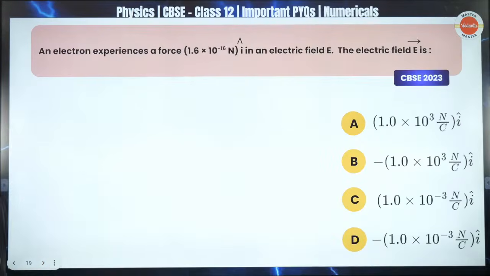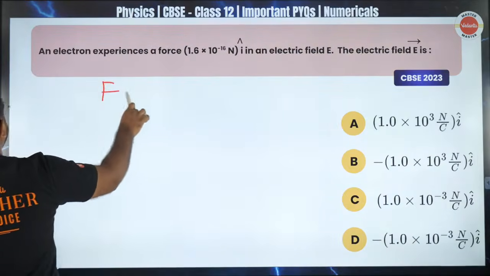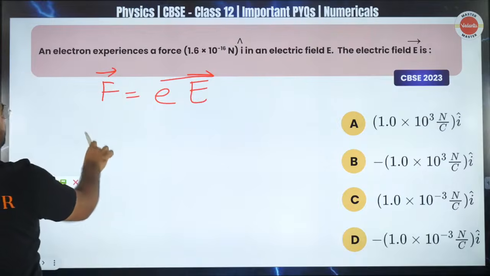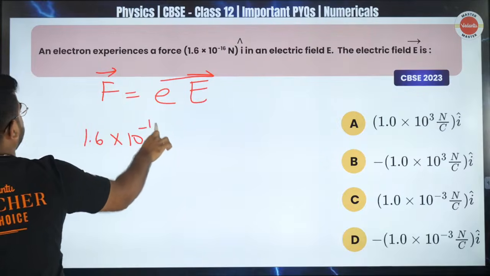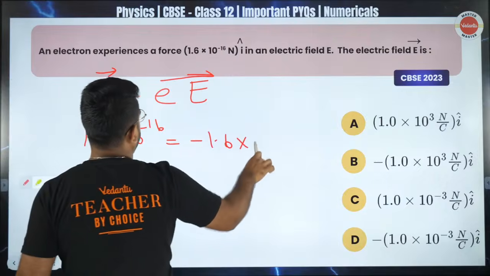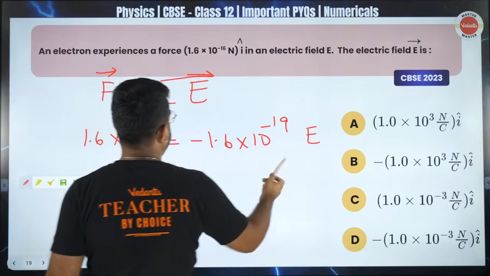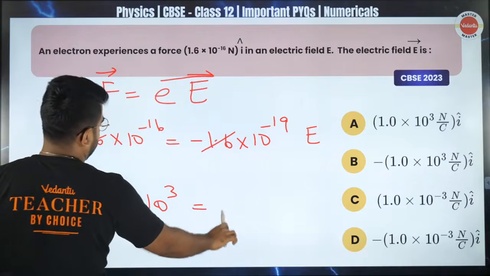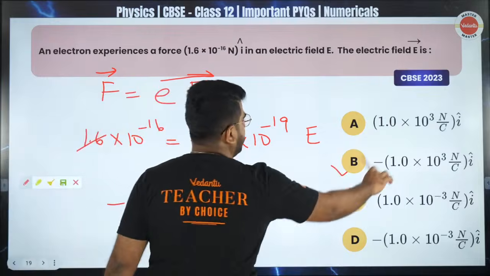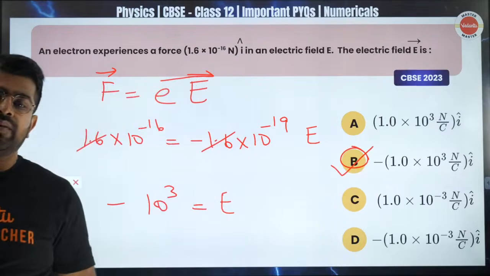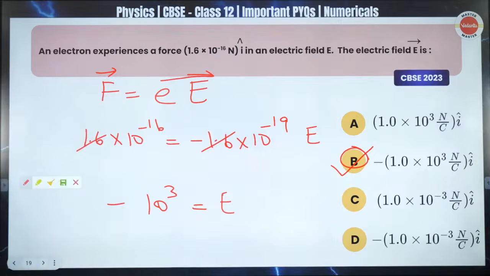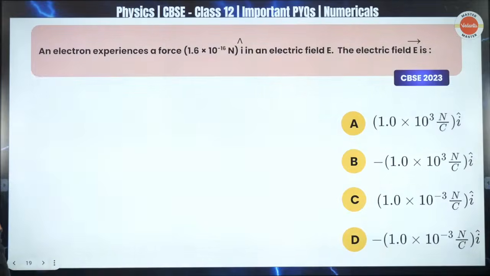Okay? Next question. An electron experiences a force. What is the electric field? It's a very easy question. Force is equal to charge into electric field. So the force is 1.6 into 10 to the power minus 16, equal to minus 1.6 into 10 to the power minus 19 into E. So what is E? The 1.6 cancels, so it's going to be minus 10 to the power 3. So that is your electric field, and that is option B. It's a very simple, straightforward question. They can ask it this way too, so be ready. I hope all of you are clear. Nothing much here. Let's go to the next question.